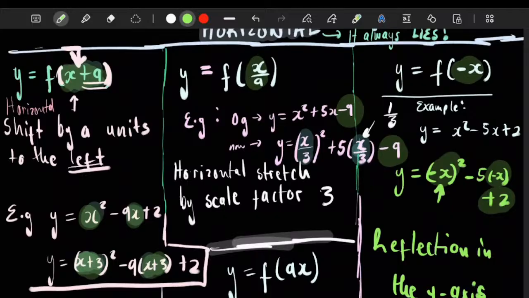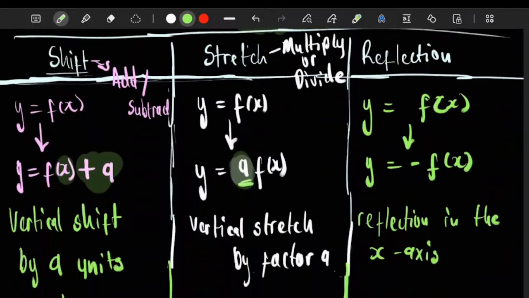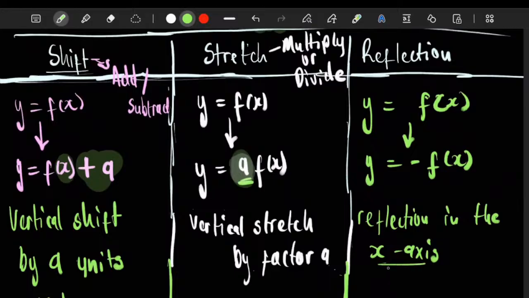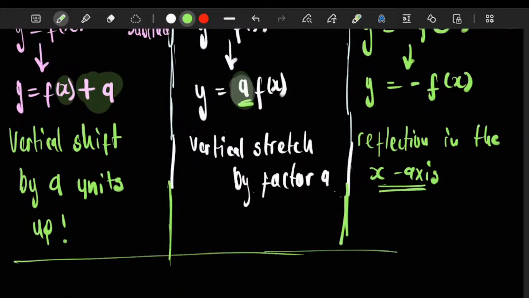So you need to see a lot of questions until you get good. Then for reflection in the x-axis, it means it is a vertical reflection. If you want, you can write vertical reflection, and you'd be done. You don't have to specify too much. So this is it for the transformations. Let's try to see some questions.